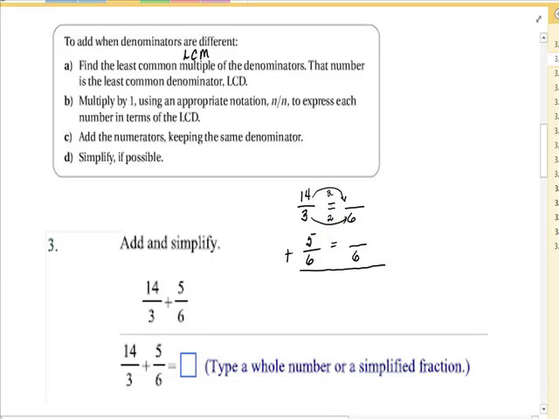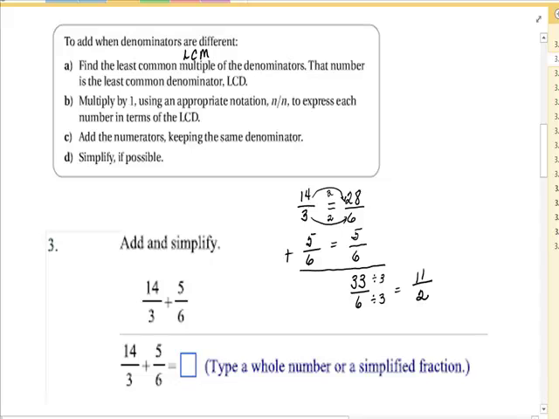So when you multiply by 1, you don't change a value. You're just changing the look. This has become 28/6 as opposed to 14/3. This fraction does not change, so it stays 5/6. Now I have my common denominator. I keep the denominator of 6. 28 and 5 is 33. I have done the addition, but I always have to check and see, can I simplify the answer? All right, these are both divisible by 3. So I will divide them both by 3. That will give me 11 on the top and 2 on the bottom.